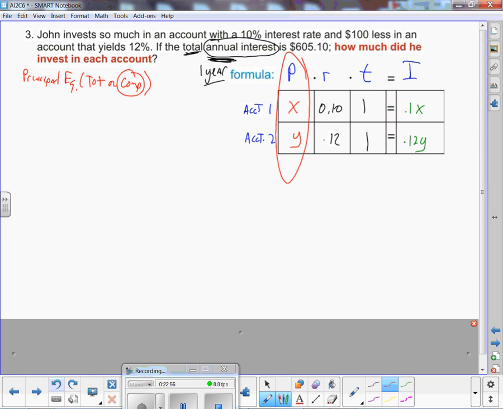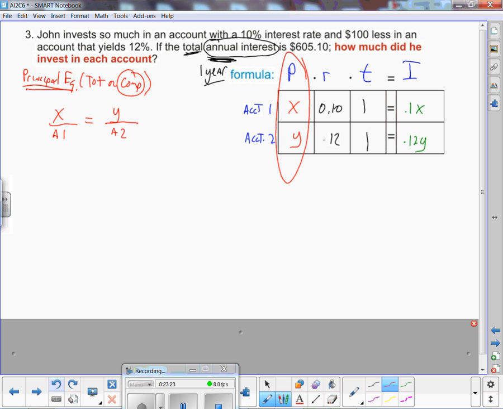Okay, what's the template for comparisons? First equals second. In this case, account 1 equaling account 2. Go back to your chart. Because I've labeled this as the principal equation, I can go back to my chart and see that the principal of account 1 is X, right? It's right here. Principal of account 1 is X, and the principal of account 2 is Y.